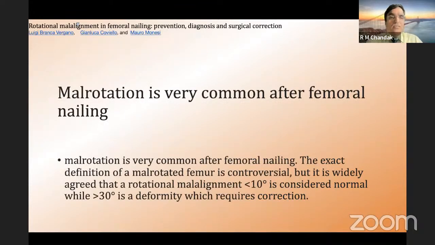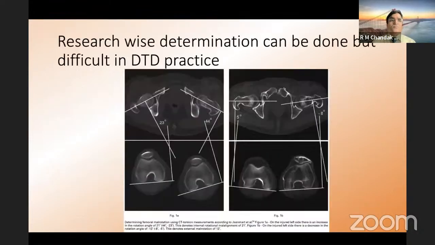It was reported by these authors that malrotation is very common after femoral nailing, and the exact definition of a malrotated femur is controversial, but it is widely agreed that a rotational malalignment of less than 10 degrees is considered normal with compatible normal function, while more than 30 degrees is a deformity which requires correction. Research-wise, determination can be done, but it is difficult in day-to-day practice. You can do it by CT torsion measurement, but it is not actually carried out in day-to-day practice.